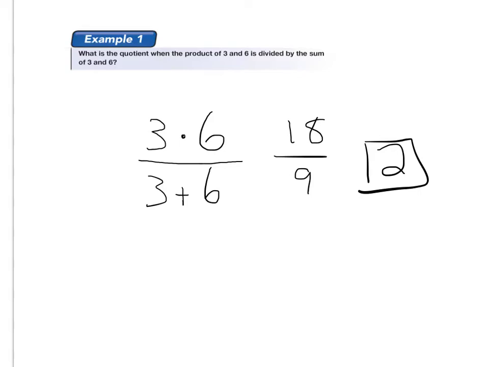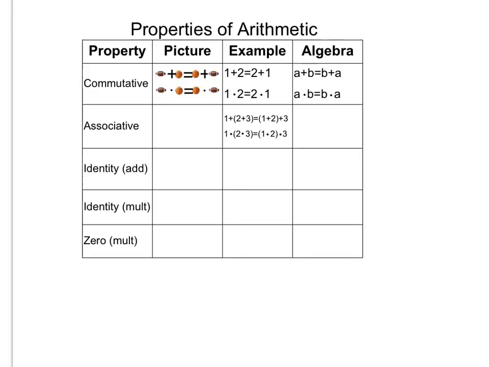Alright, let's go ahead and move on to some of the properties that you will have to know for the rest of the lesson. Here are some properties of arithmetic that you need to know. First one is called the commutative property. The commutative property works for multiplication or addition. So I've illustrated that here with a picture. A football plus a basketball is the same as a basketball plus a football, because either way I've got one football and one basketball, no matter how I decide to put them together.